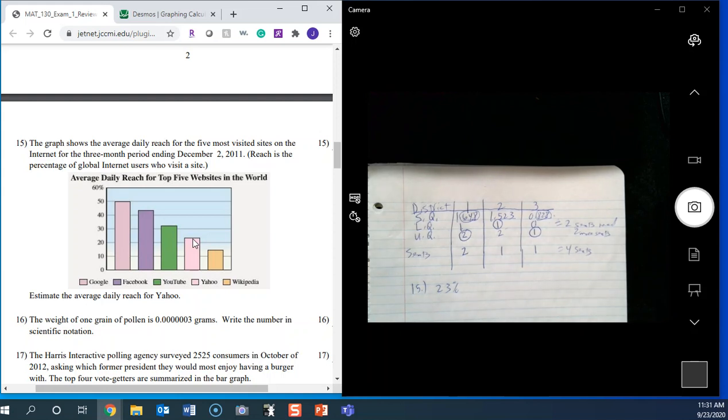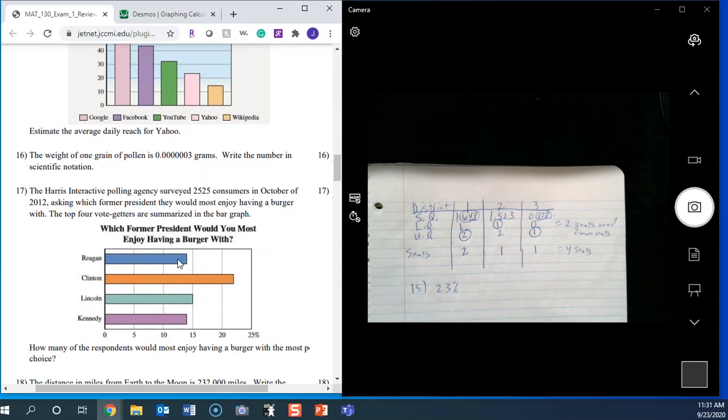Okay, now let's do 16. This is another scientific notation problem.